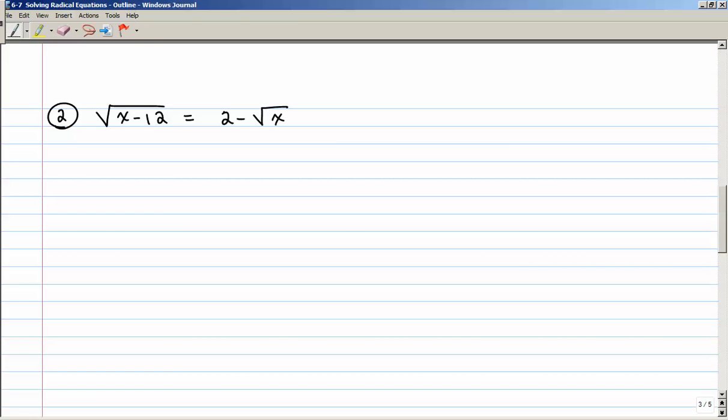Number 2, square root of x minus 12 is equal to 2 minus the square root of x. Can't really isolate the radical because I have a radical on each side and I can't combine those. So it's a little messy, but I'm going to have to square both sides to start with. The left-hand side isn't too bad. That's just going to give me x minus 12 because the square and the square root cancel each other out. But right here, I'm going to have to FOIL that. There's no way around it. That's 2 minus the square root of x times 2 minus the square root of x. So I could actually write it out over here if it makes it a little easier to see.